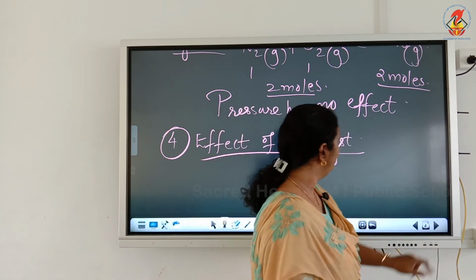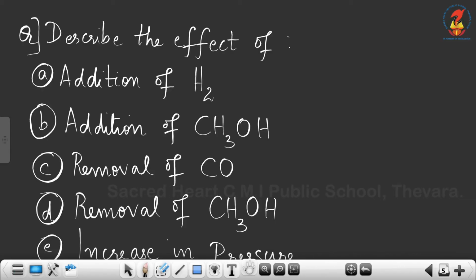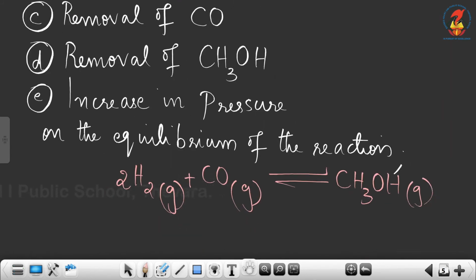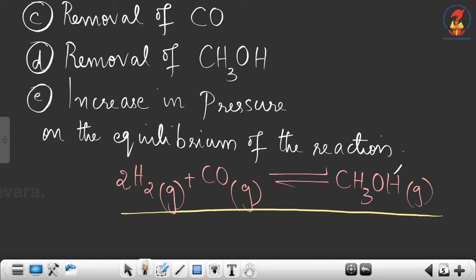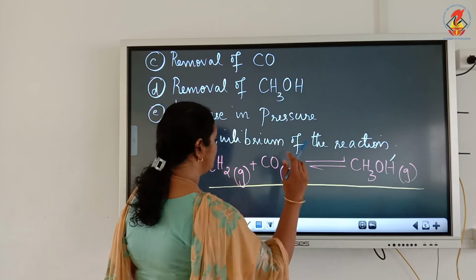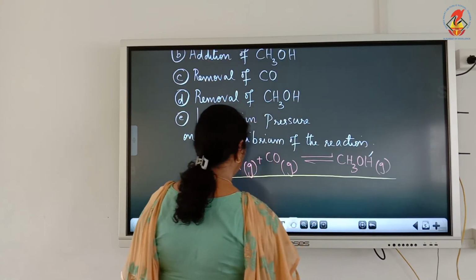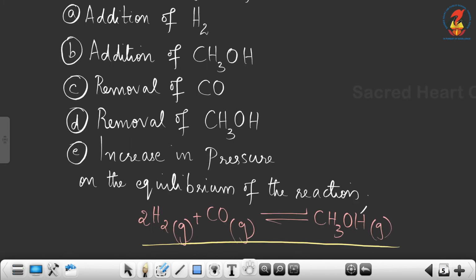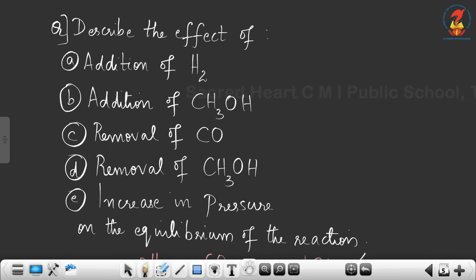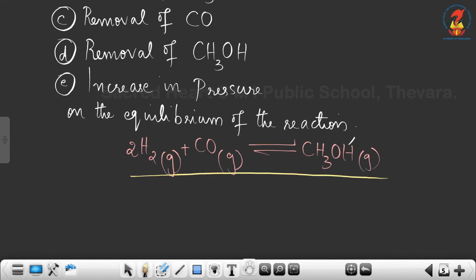Now next we have a question. The question is, describe the effect of, there are 5 questions A, B, C, D, E, on the equilibrium of the reaction, and I have written the equation here. 2H2 gas plus CO gas gives CH3OH. CH3OH is methyl alcohol or methanol, all in gaseous state. Now the first question is, describe the effect of addition of hydrogen on this reaction.